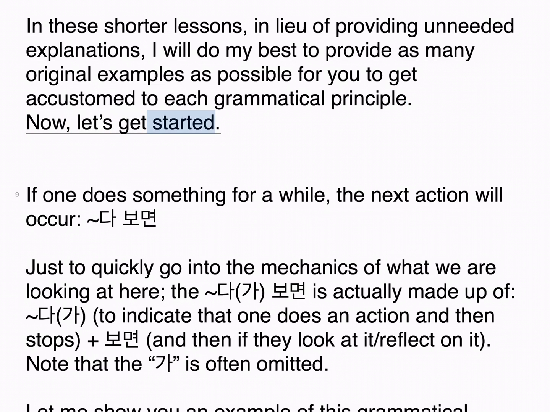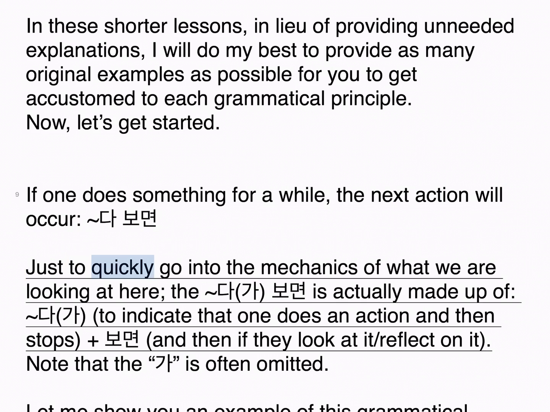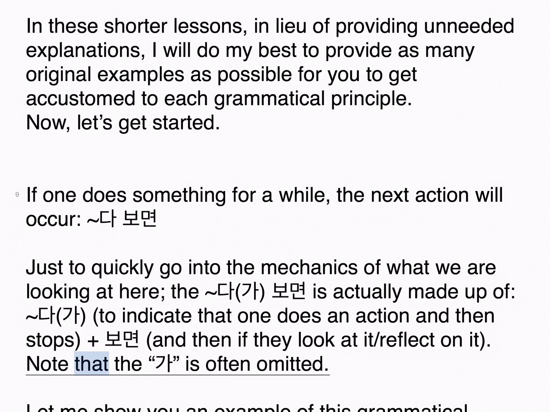Now, let's get started. If one does something for a while, the next action will occur. 다 보면. Just to quickly go into the mechanics of what we are looking at here, the 다가 보면 is actually made up of 다가, to indicate that one does an action and then stops, plus 보면, and then if they look at it, reflect on it. Note that the 가 is often omitted.